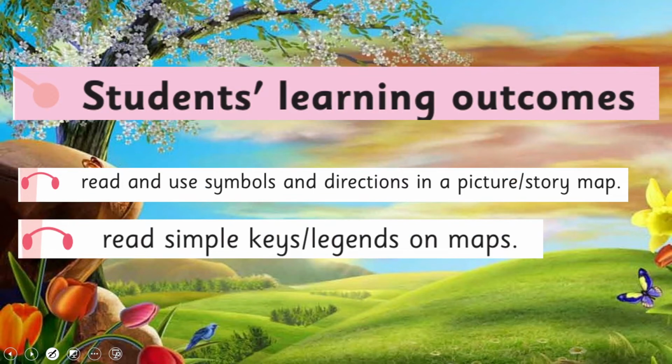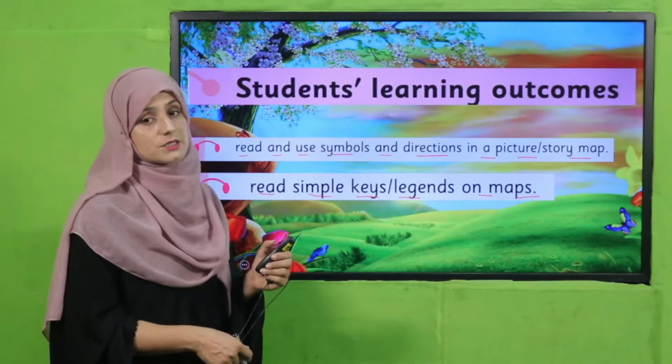So our today's student learning outcomes are: read and use symbols and directions in a picture story map. And the other SLO is read simple keys or legends on maps. So today we are going to learn about maps, directions and its keys.